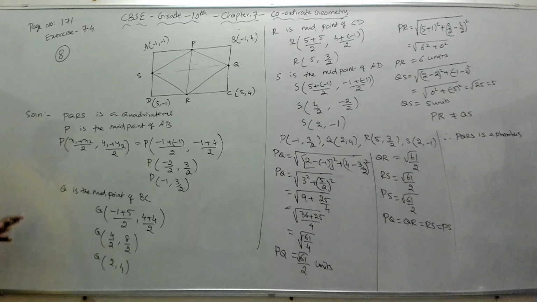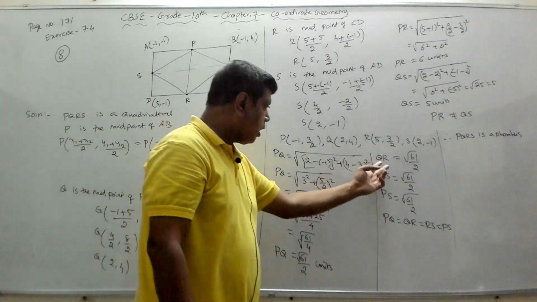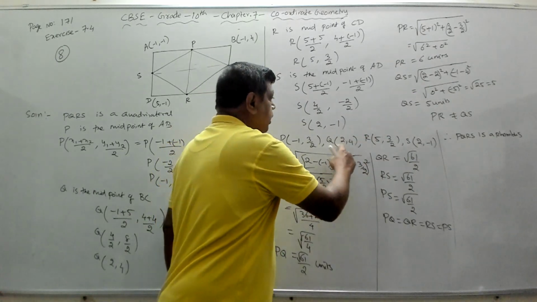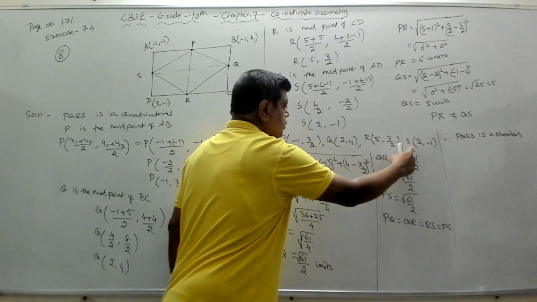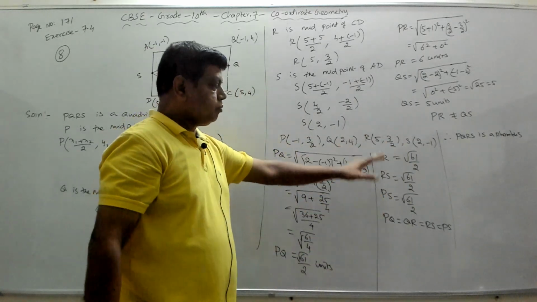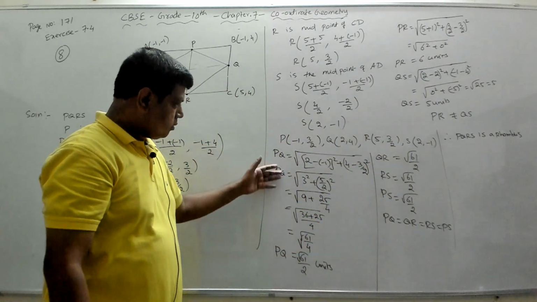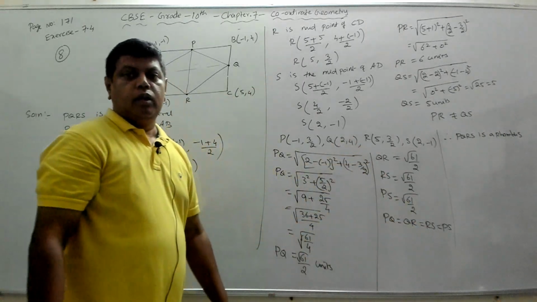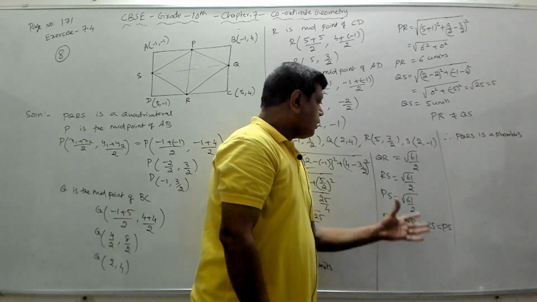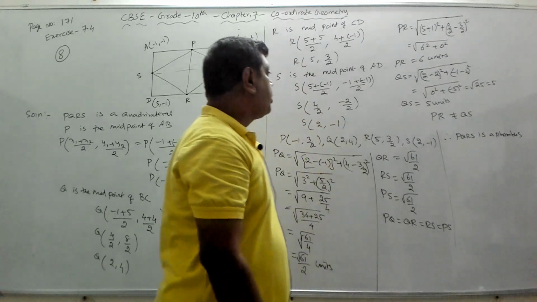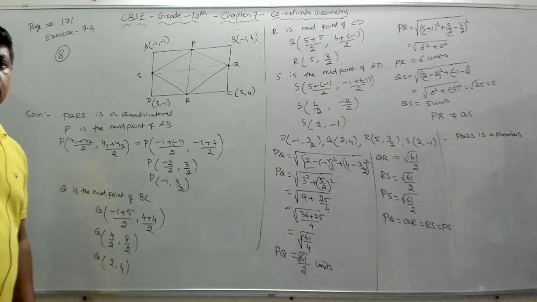Fine. So all of you can do this. You need to find QR, RS, and PS. Apply the distance formula between Q and R to find QR, then R and S to find RS, then between P and S to find PS or SP. You can apply the similar distance formula like this and get the length of each of the sides. All the 4 will be equal, and the diagonals are not equal. Therefore, PQRS is a rhombus.